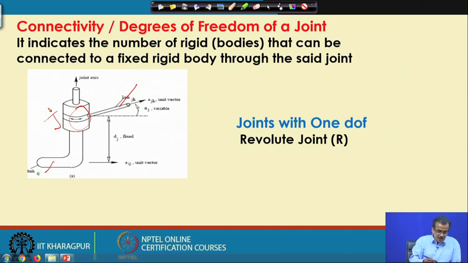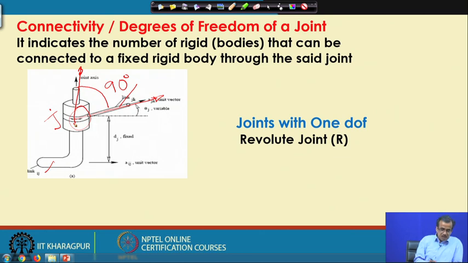Now, here if you see, this is the axis about which I am taking this rotation, and the axis of the output link is nothing but this, and they are at 90 degrees, and that is why this is a typical example of the revolute joint. Now, let us see how it works.